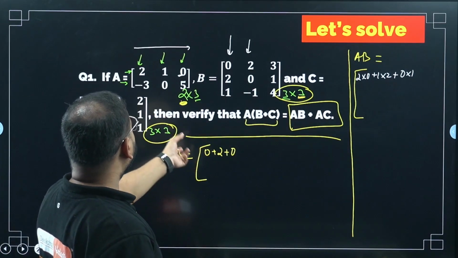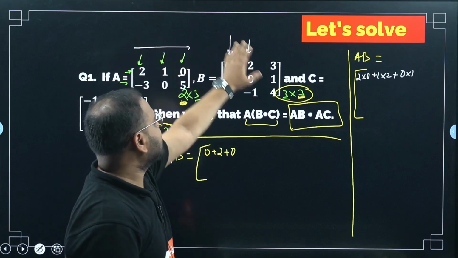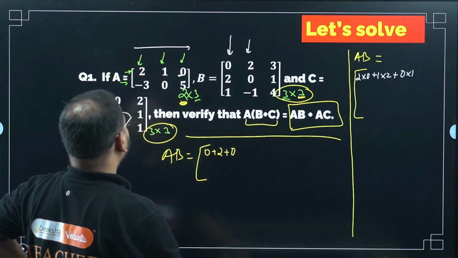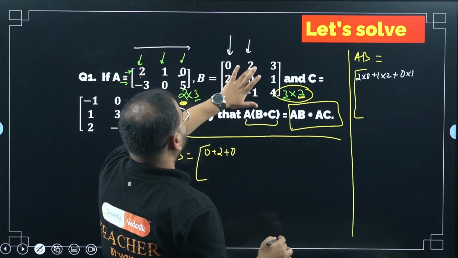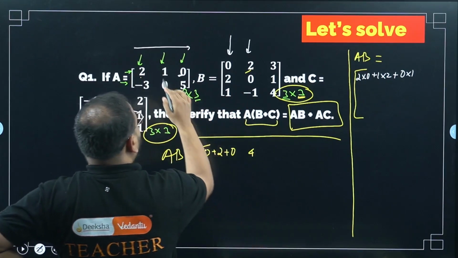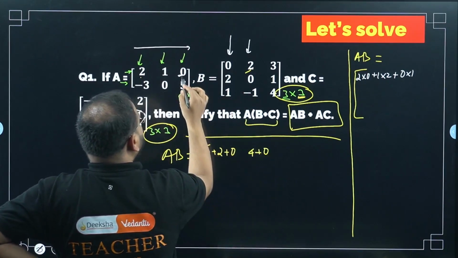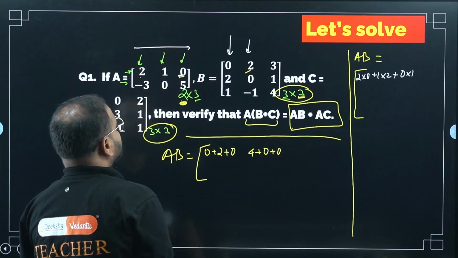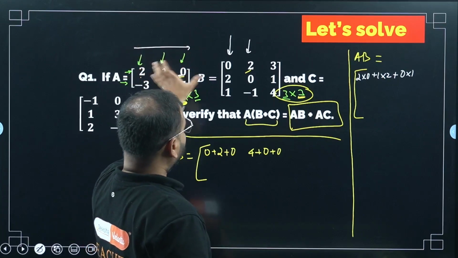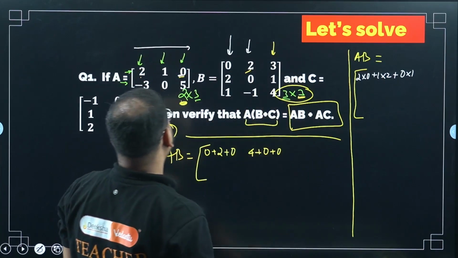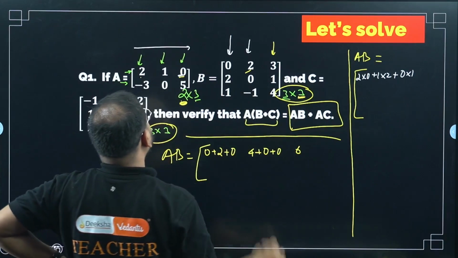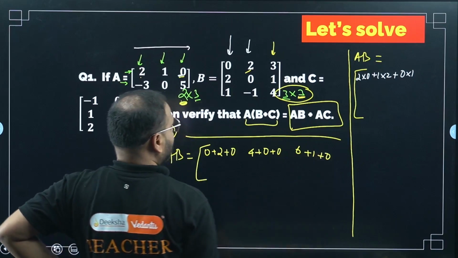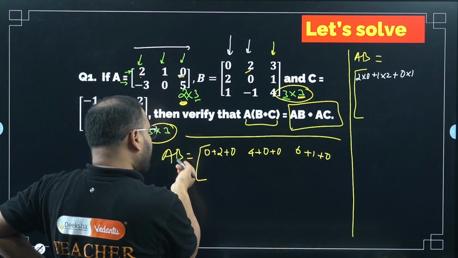Of this matrix AB? They will take the first row of A and the second column of B. So it will be 2 times 2, how much will that be? 4. Then 1 times 0 will be just 0. Then 0 times 1 minus 1 will be again just 0. Okay, sir. Great. Moving on. Same row with the third column. So 2 times 3 will be 6. 1 times 1 will be 1. And 0 times 4 will be 0. So the first row of matrix AB is done.